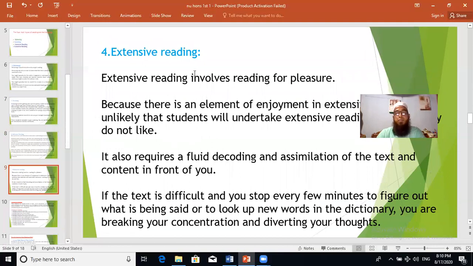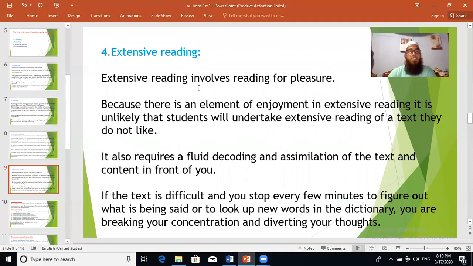Extensive reading. So this reading is for pleasure. Extensive reading involves reading for pleasure. Because there is an element of enjoyment in extensive reading, it is unlikely that students will undertake extensive reading of a text they do not like. So, it is true that the text which you don't like, you will not feel like reading. So, you must have interest in reading. You will read if you find pleasure in reading any text.